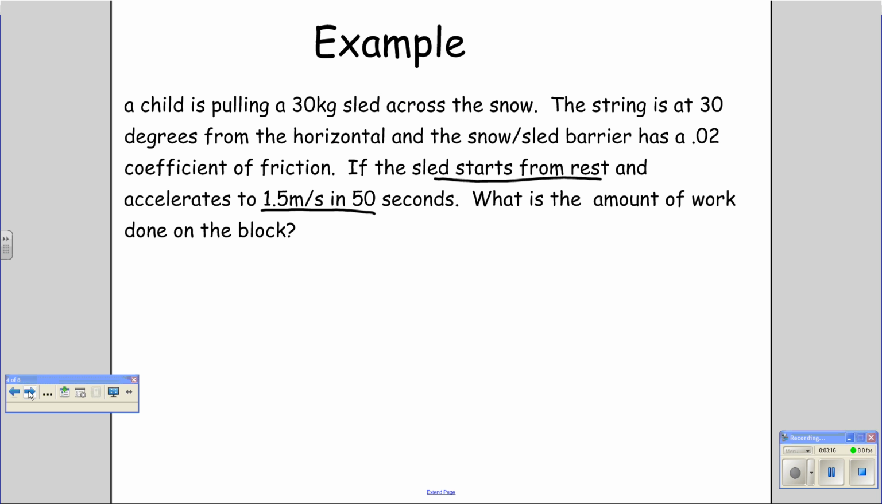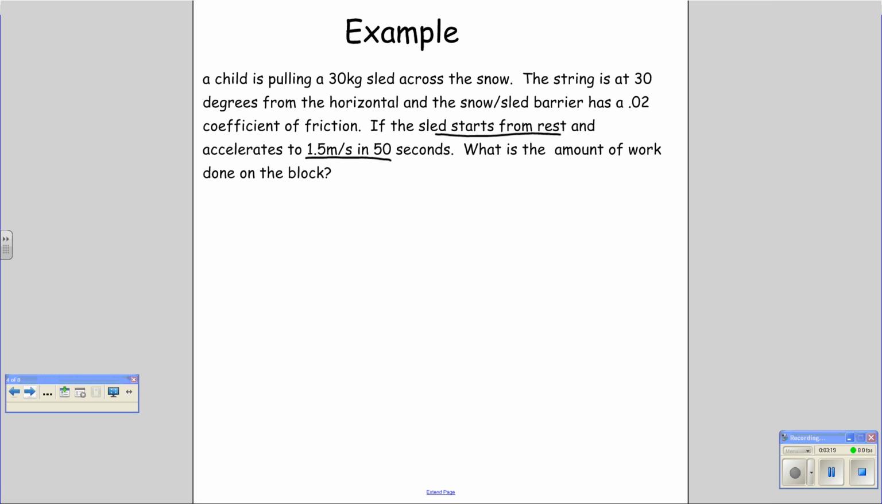Now let's look at a problem. We have a sled that starts from rest and accelerates at 1.5 meters per second for 50 seconds. The sled is 30 kilograms and is pulled with a string at 30 degrees from the horizontal.